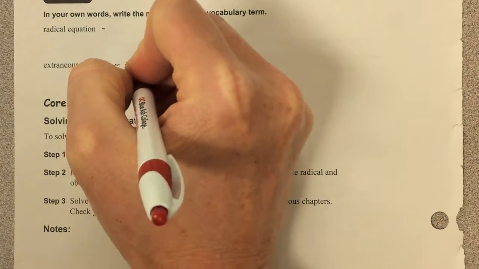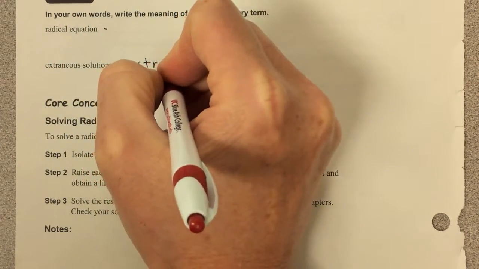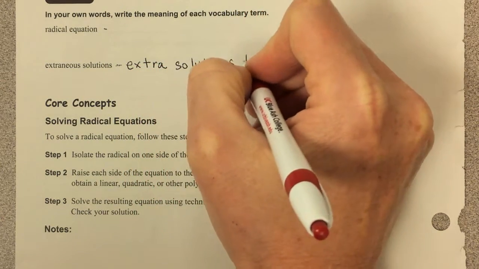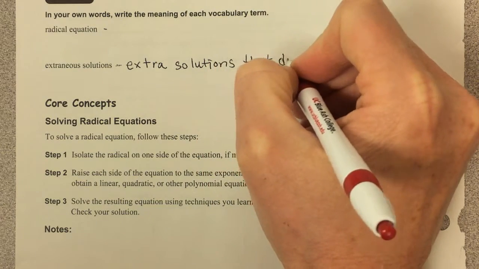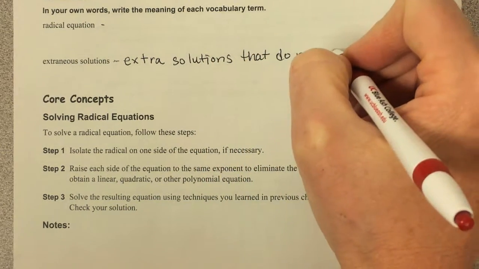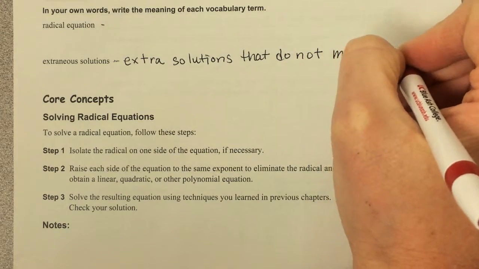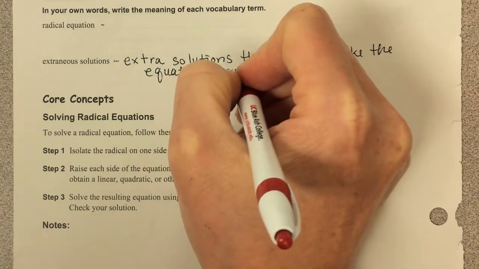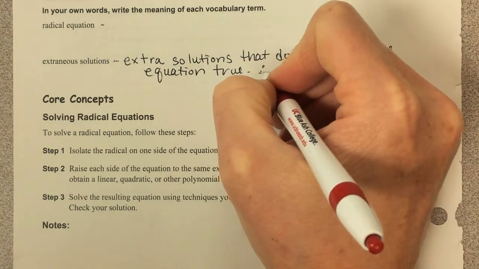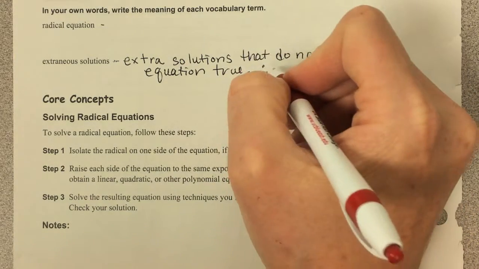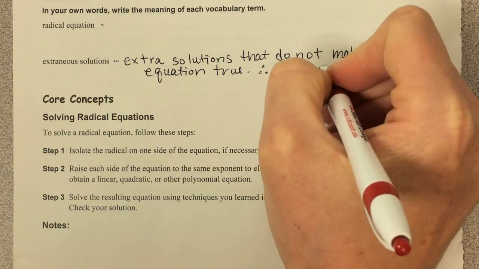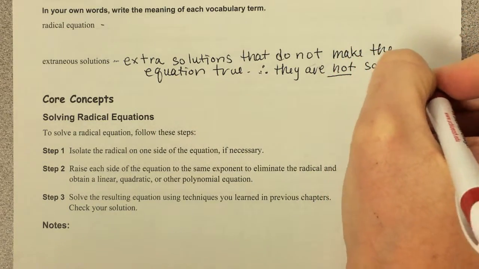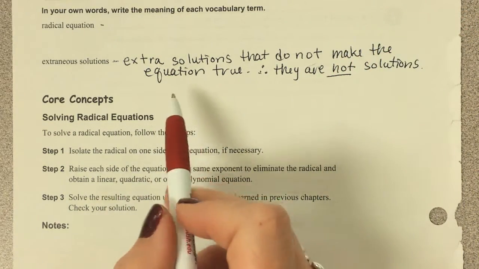So these are extraneous, which just means extra, solutions that do not make the equation true. Therefore, and these three little dots right there, guys, that means therefore, they are not solutions. So we have to check for these extraneous solutions.